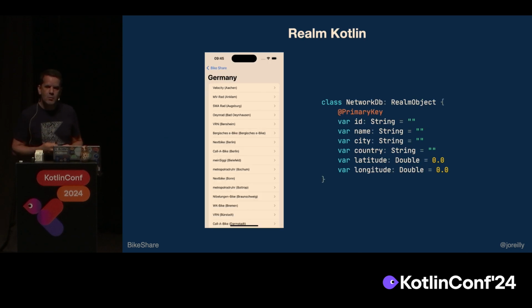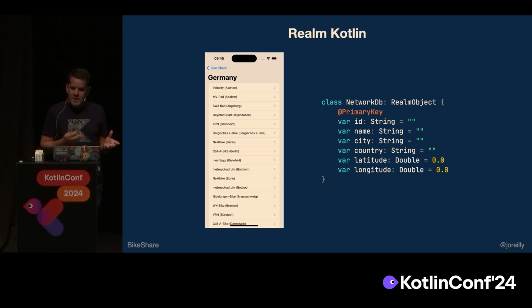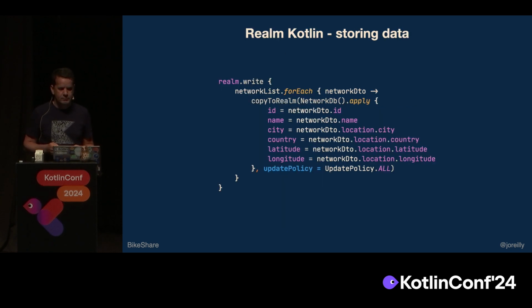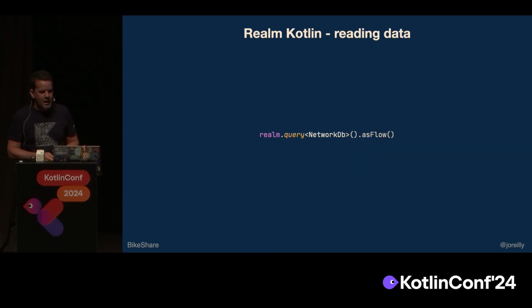And this is that bike network class, used, for example, for displaying the information shown on this screen on various platforms. By subclassing a Realm object like this, we're able to directly persist the object to the database. And here's an example of code to iterate over the list of networks we got from the backend and write them to the database, using realm.write to create a transaction, and then copyToRealm to actually persist the object as shown here. An example of code then to read those network objects from the database, returning a flow, which again we can use to drive our UI.